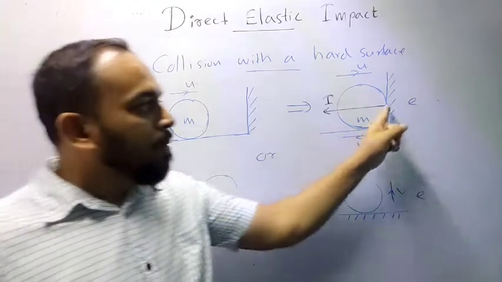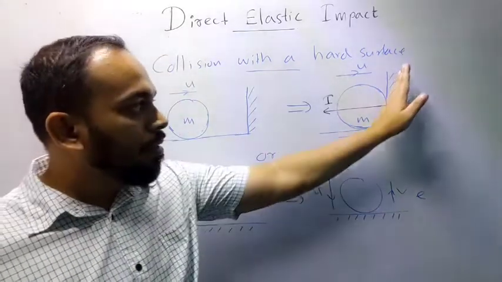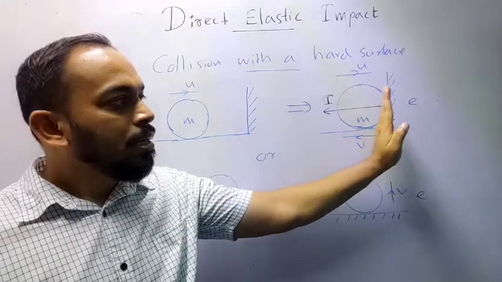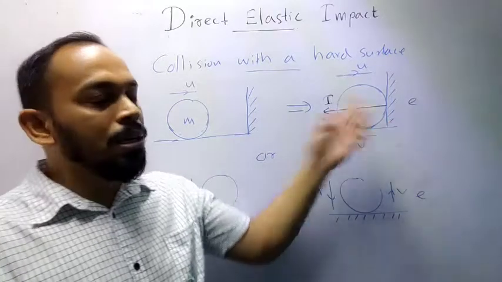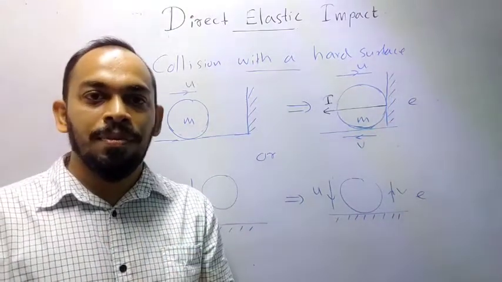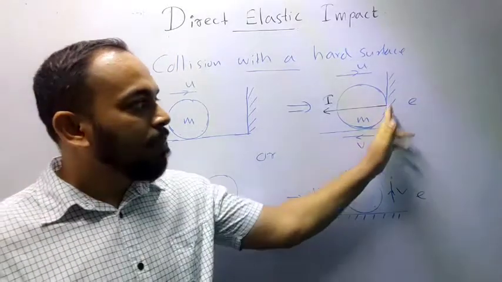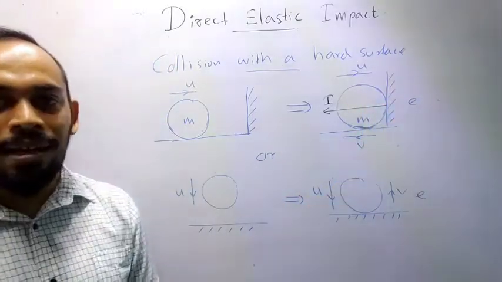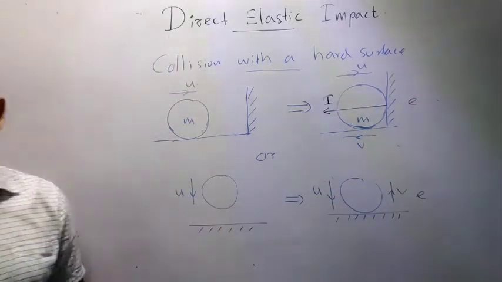I have not put an impulse on this side. The reason is that this is a ball and this is a hard surface, so it doesn't make any sense to say that the momentum of this hard surface changes. There is an equal impulse here, but there is no change in its momentum, so it is not a problem.